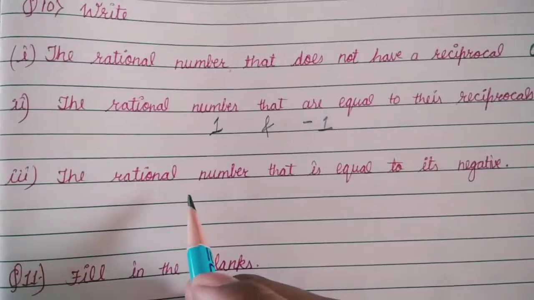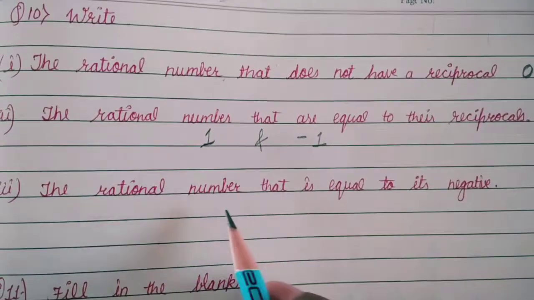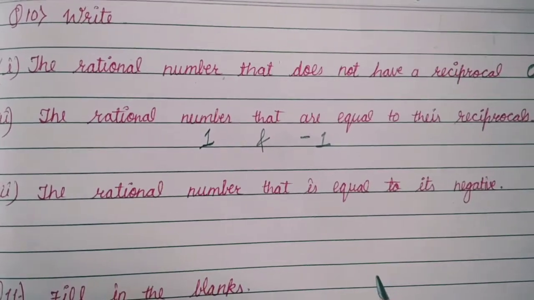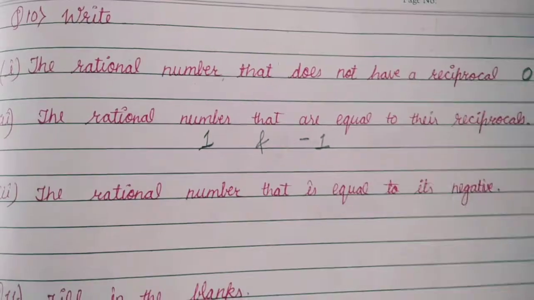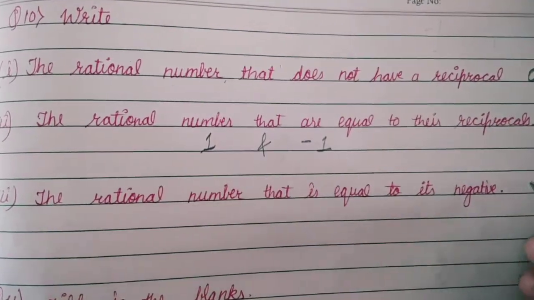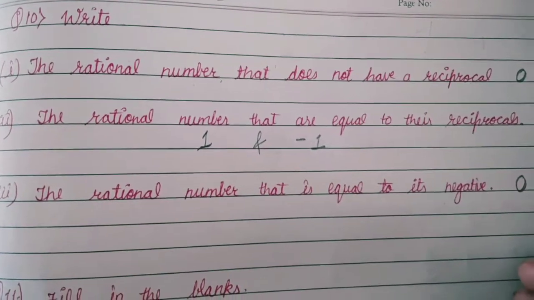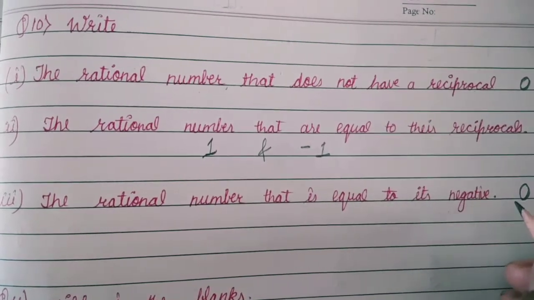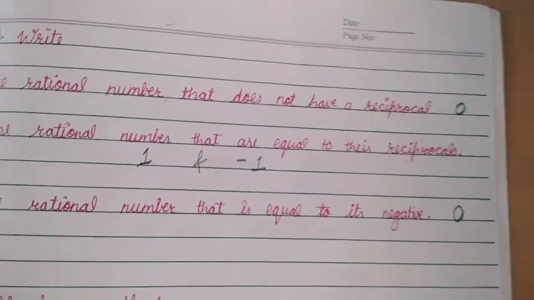Third, the rational number that is equal to its negative. Now you can simply see there is no value which is equal to its negative, so at that time its answer will become 0. Because 0 does not contain a positive symbol or negative symbol. It means that positive 0 will directly equal negative 0. That's why the rational number that is equal to its negative is 0.